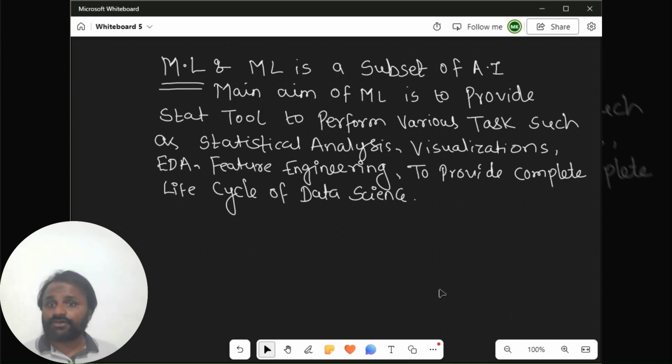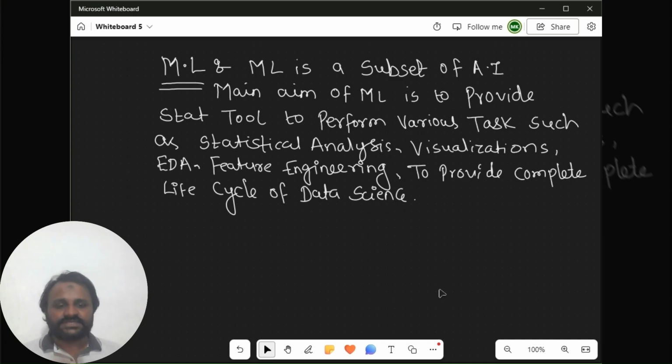Now ML is a subset of AI. The main aim of ML is to provide statistical tools for different operations, or to perform various tasks such as statistical analysis, exploratory data analysis, feature engineering, feature extraction. Why ML is important: to get to know what insights are present in your data, and to provide the complete life cycle of data science when you are going to perform a machine learning task.